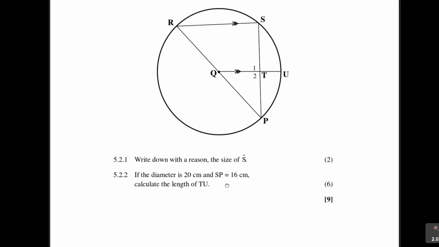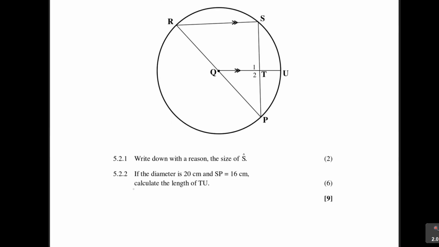And then the next part, which is what I'm interested in, is if the diameter is 20 centimeters, so they are telling you that this particular diameter here is 20 centimeters. So that distance there is 20 centimeters. And SP is equal to 16 centimeters. And then they are also having that.